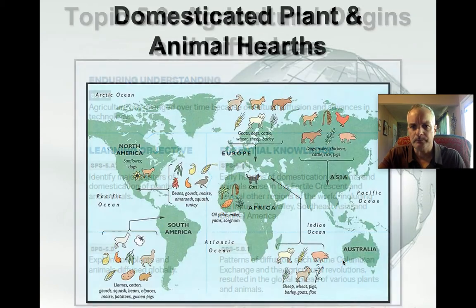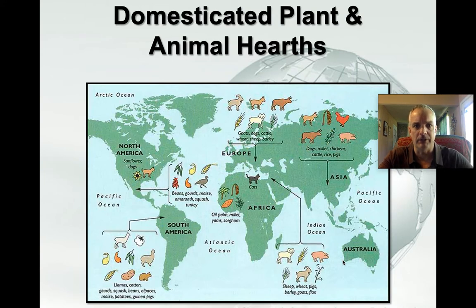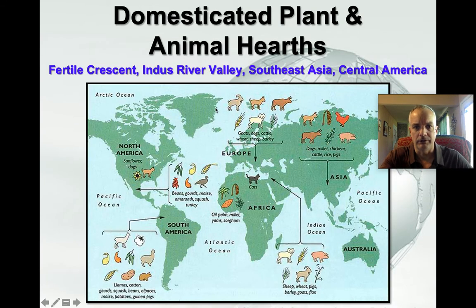All right. Okay, domesticated plant and animal hearths. These three places right here, the Fertile Crescent, right there. That's what these guys are. The Indus River Valley, that's these guys here. Southeast Asia. Okay, why is there not an arrow on Southeast Asia? I don't know. Maybe they're sharing one Asia for both here.